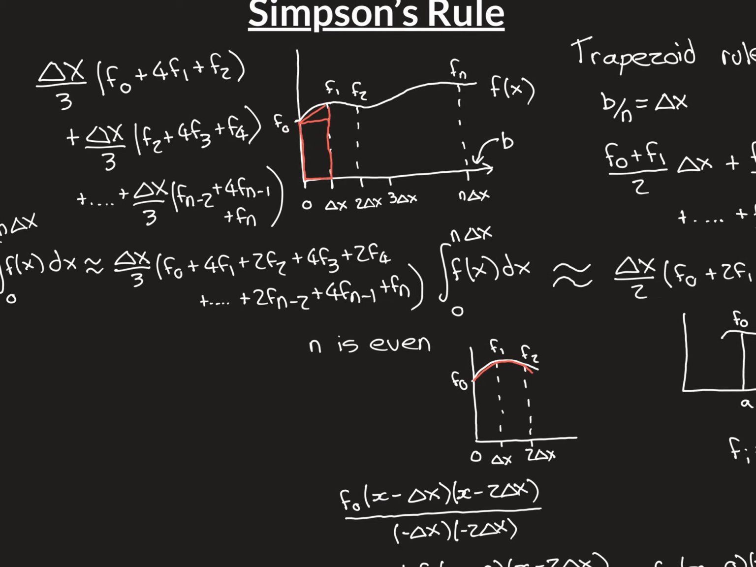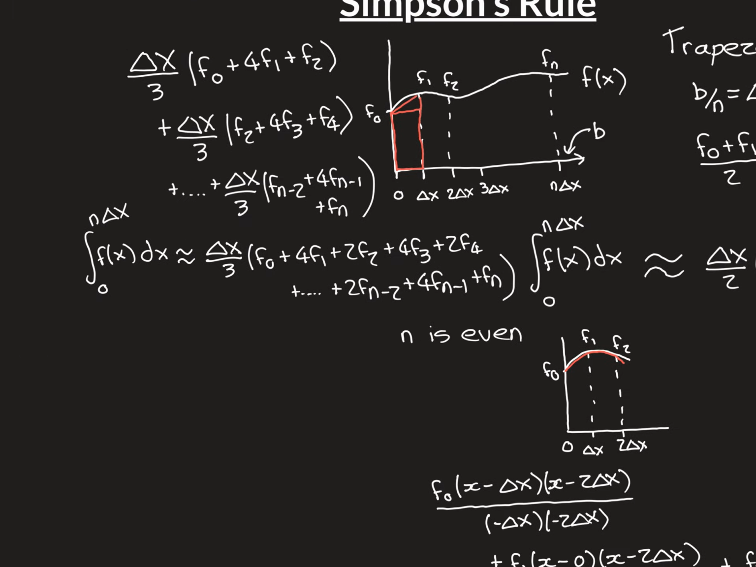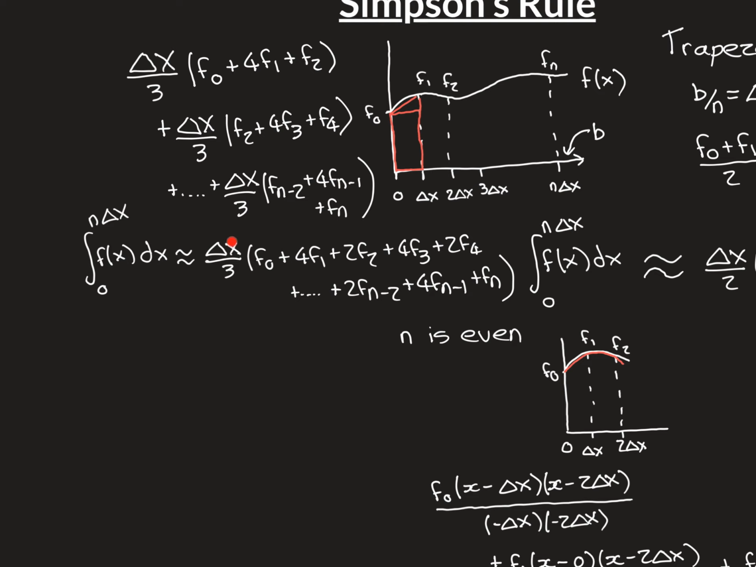Let's just compare it to the trapezoid rule that we saw earlier. So here is the trapezoid rule with the delta x over 2 out the front, and then we have f0 and fn with 1 in front of them, and then all the other terms in the middle with 2 in front of them. And here we have Simpson's rule where we have delta x over 3 out the front, f0 and fn have 1 in front of them, and then the terms inside, the odd terms have 4 in front of them, and the even terms have 2 in front of them. So very different overall results.